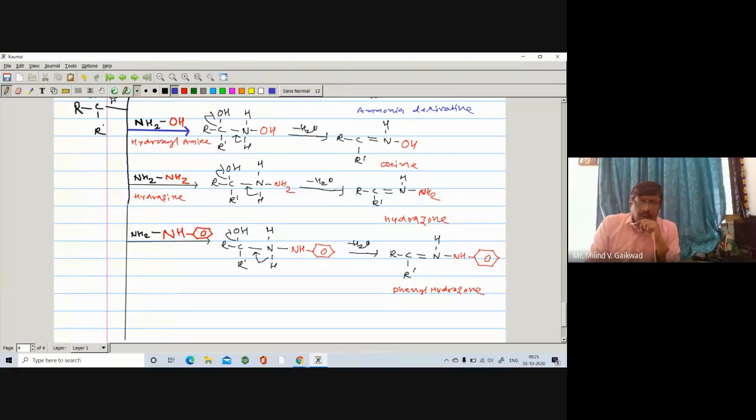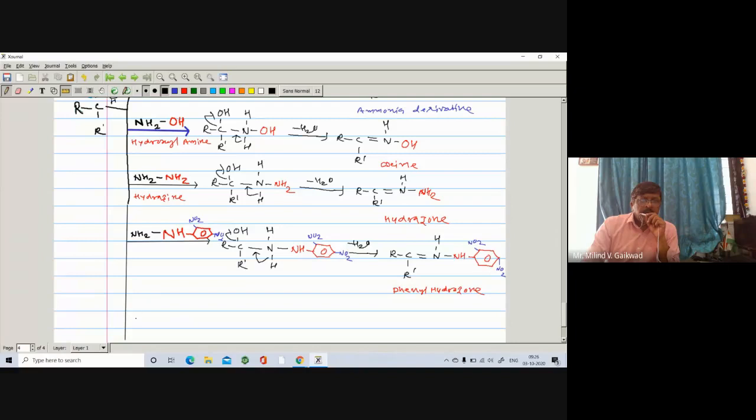So 2,4-dinitrophenylhydrazine: at the 2 position there is an NO2, right? And at the 4 position there is an NO2. So it is called 2,4-dinitrophenylhydrazone, derivative, right? So in this also you can write one more example, and a last example.